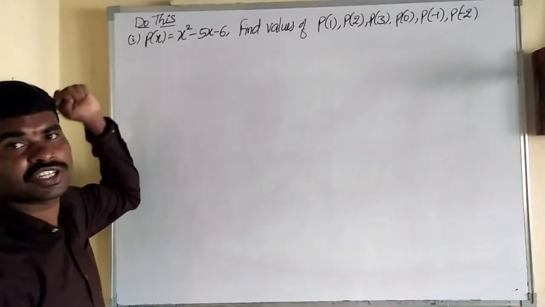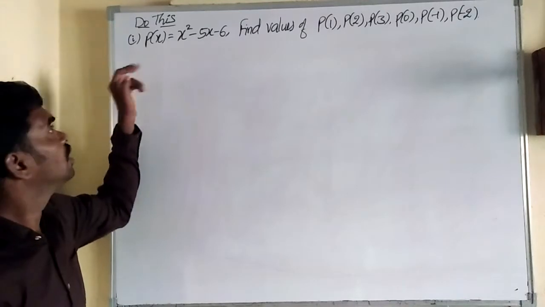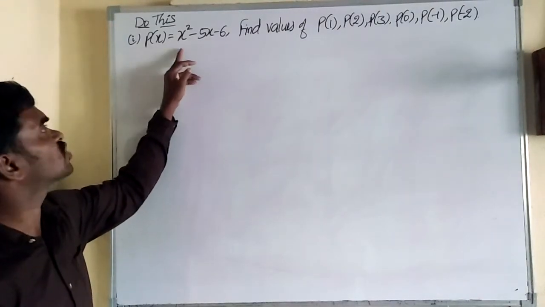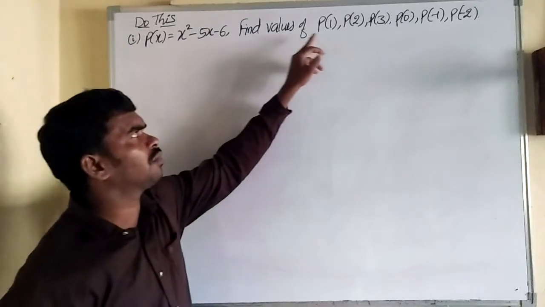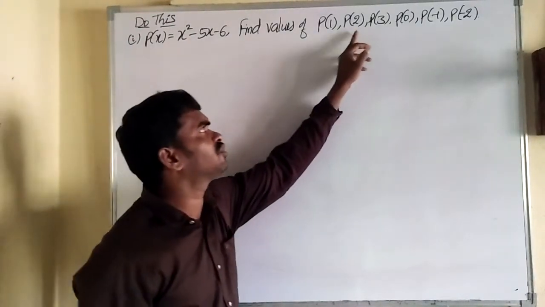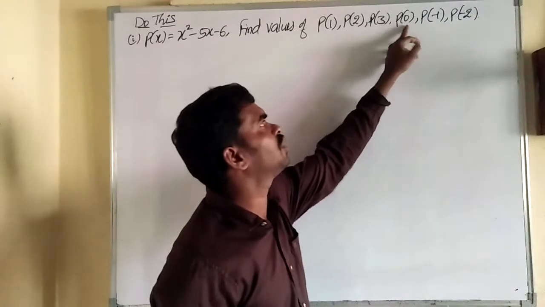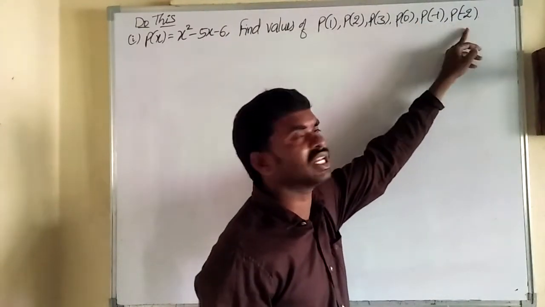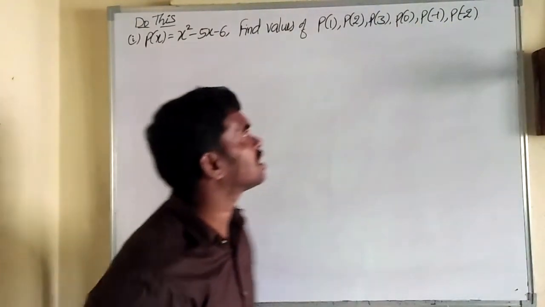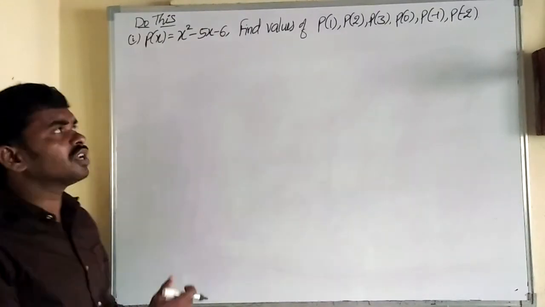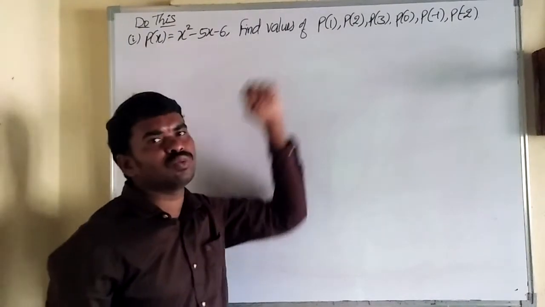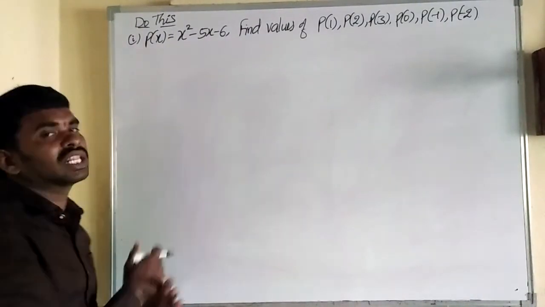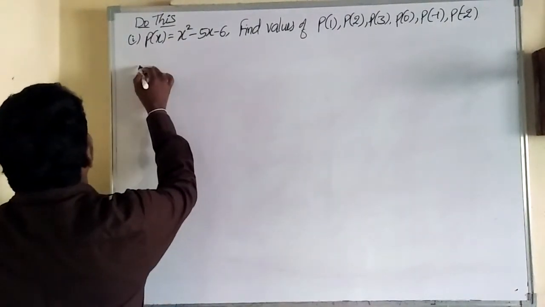Next, do this, page number 49. First one. If p of x is equal to x square minus 5x minus 6, then find the values of p of 1, p of 2, p of 3, p of 0, p of minus 1, p of minus 2, next p of minus 3 also. This is also important. Some polynomial will be given, and they ask for any one or two values. How to find that? First of all, solution.